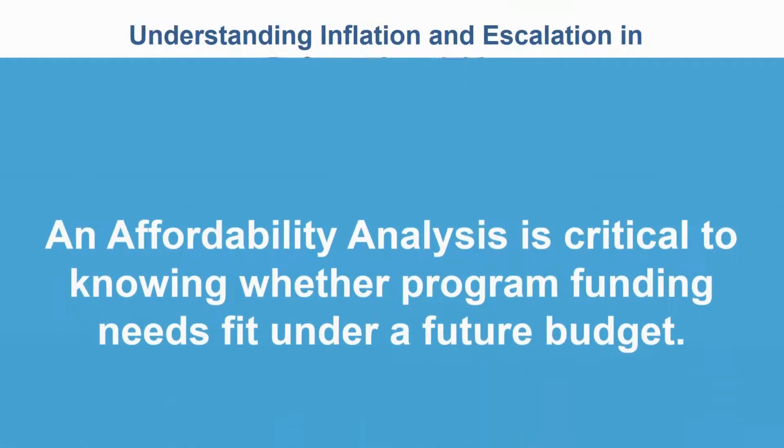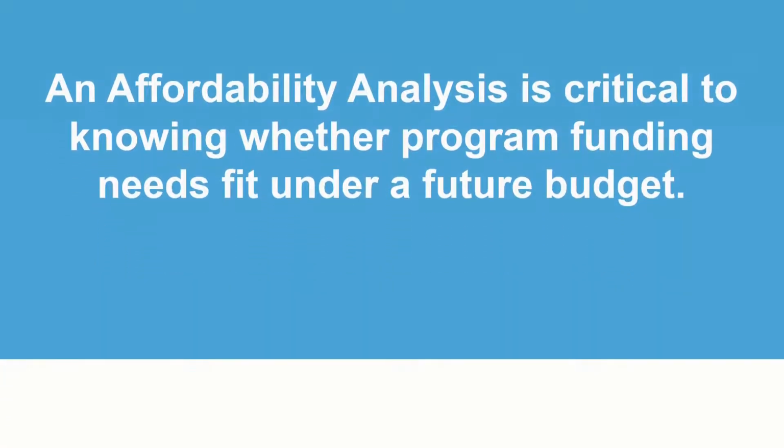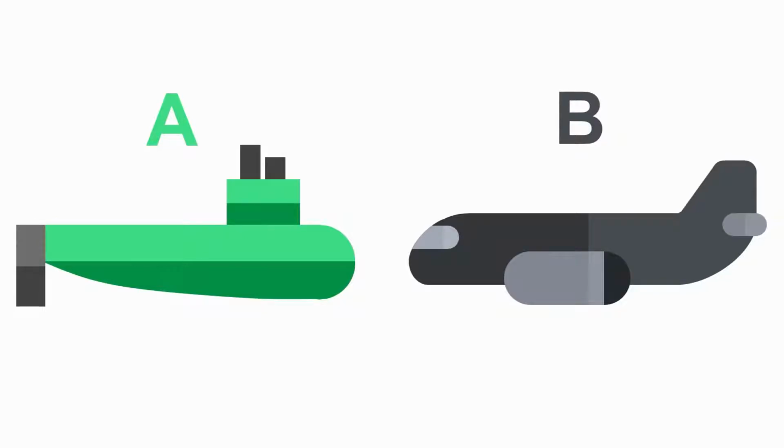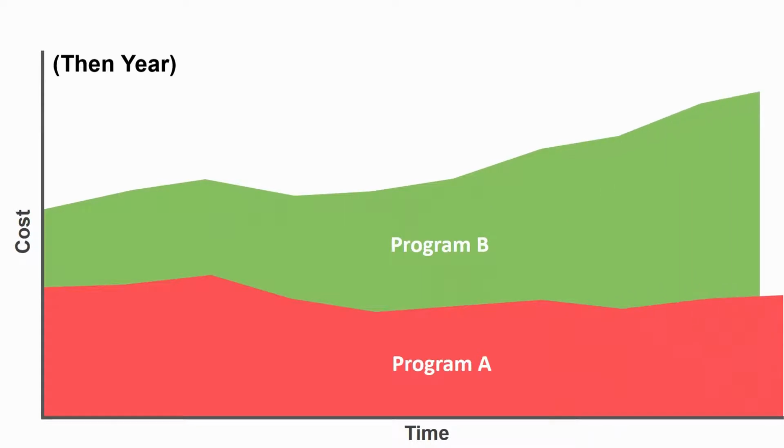Let's get started. An affordability analysis is critical to knowing whether funding needs of a program fit under a future budget. Suppose you're executing two programs, Program A and Program B, and you want to assess the affordability of a new program, C. Let's further suppose that we have time-phased cost estimates for each program, which incorporates different escalation rates for the different commodity types.